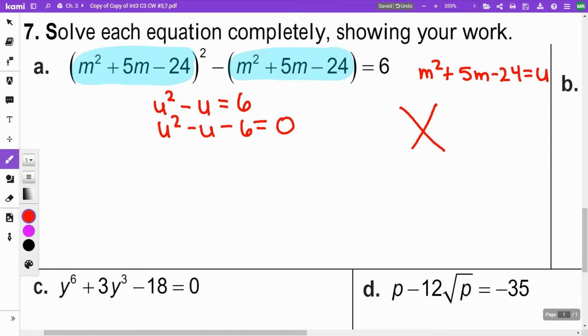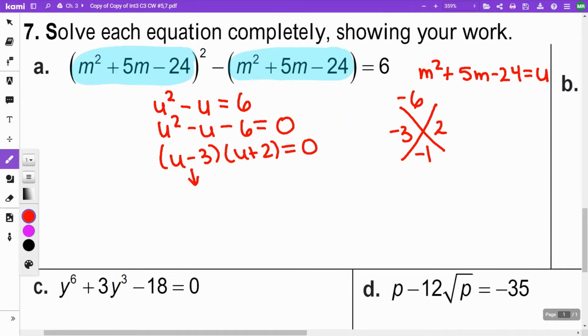So this is a diamond. What multiplies to negative 6 and adds to negative 1? A negative 3 and a positive 2. So I'm going to get u minus 3 and u plus 2 is equal to 0. When I solve for this, I get u is equal to 3. When I solve for this, I get u is equal to negative 2.